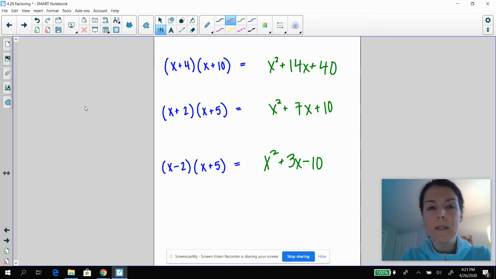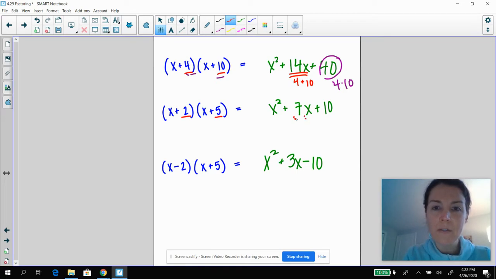All right, so if you look, this 14 comes from adding 4 and 10. And this 40 comes from multiplying 4 and 10. So, that's interesting. Let's see if that happens down here. So my 7 comes from 2 plus 5. And oh my gosh, 2 times 5 is 10.